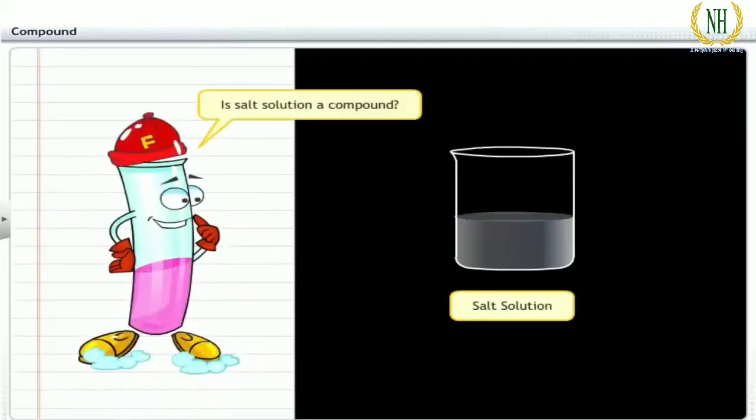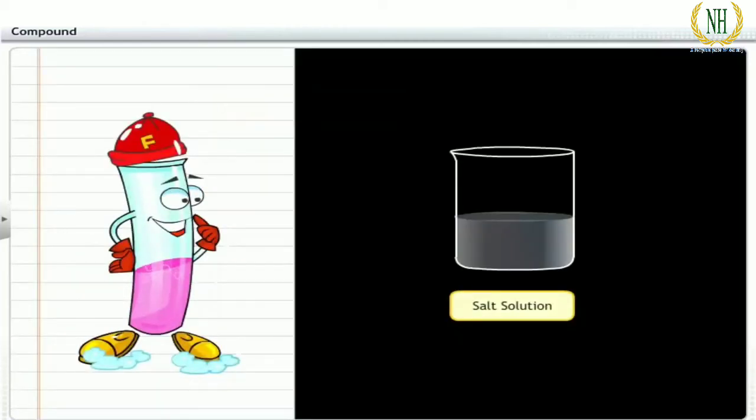Is salt solution a compound? No, it is not. Even compounds have similar properties like that of elements.